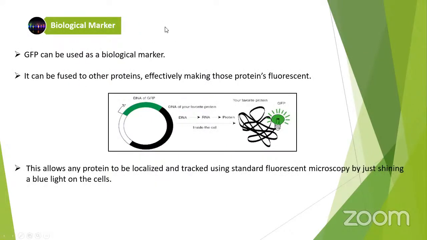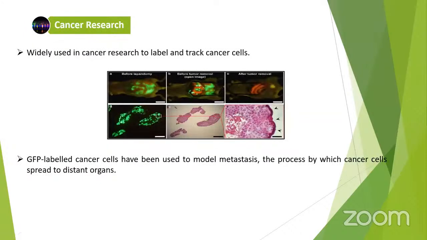It is also used as a biological marker. This protein can be fused to any other protein, effectively making those proteins fluorescent. This allows any protein to be localized and tracked in a biological system. It is also used in cancer research to track and label cancer cells. GFP-labeled cancer cells have been used to model metastasis in our body.